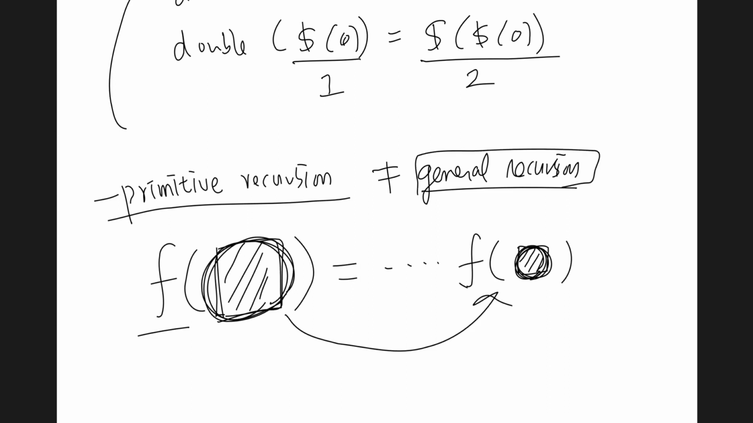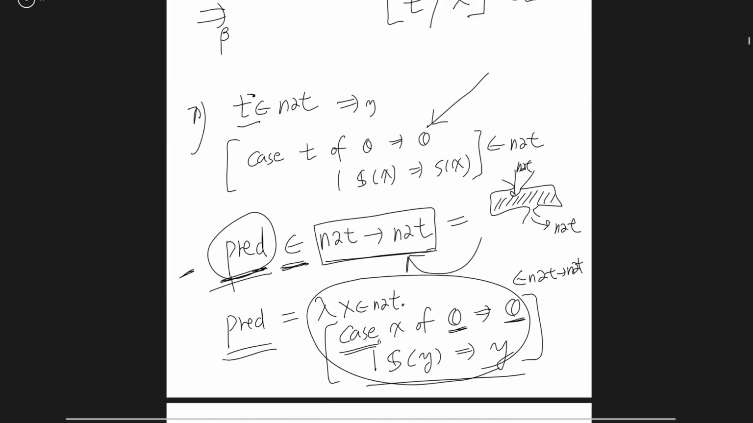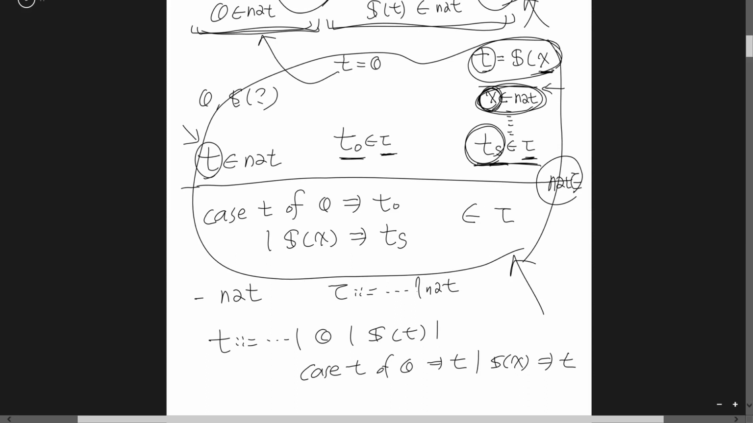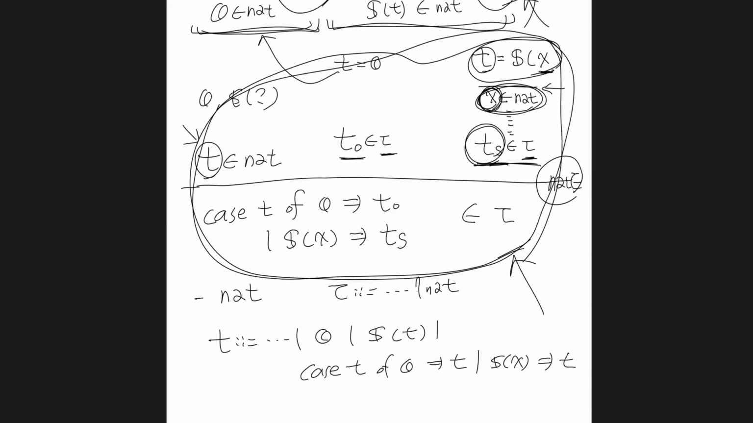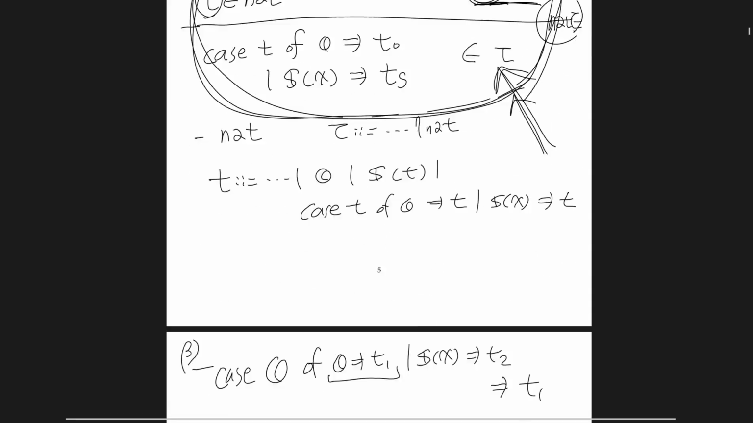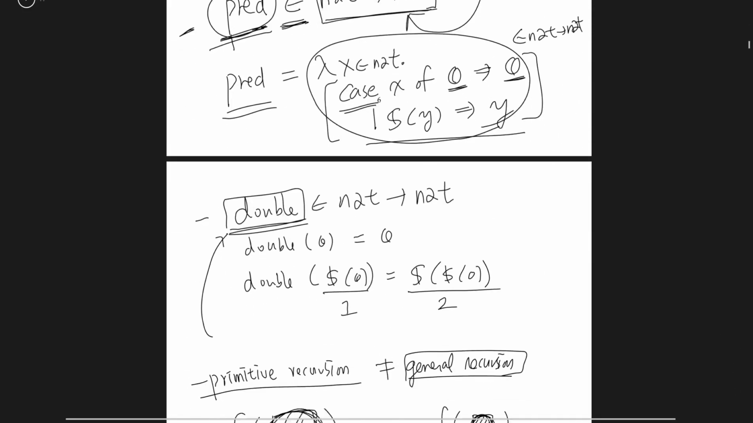So the goal now is we would like to revise this elimination rule for natural numbers so that the new form of elimination rule would allow us to use primitive recursion. Currently, there's no recursion here, but we'd like to extend this one with primitive recursion. So that's the goal.